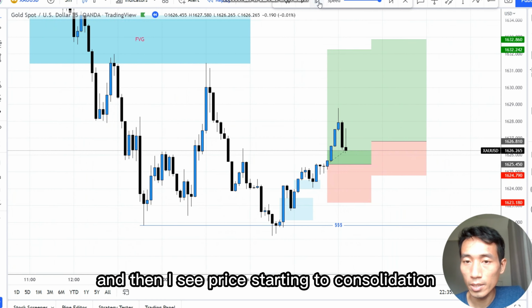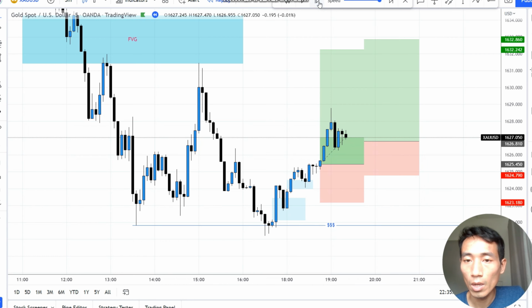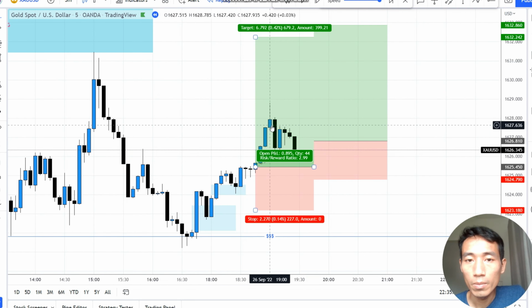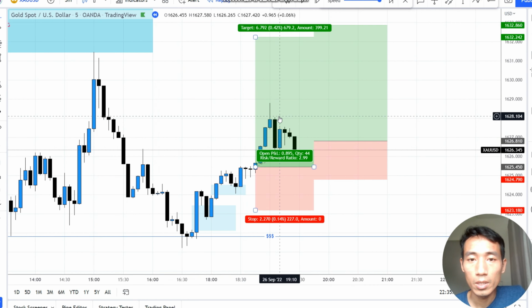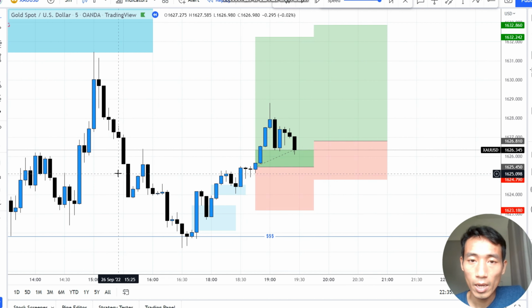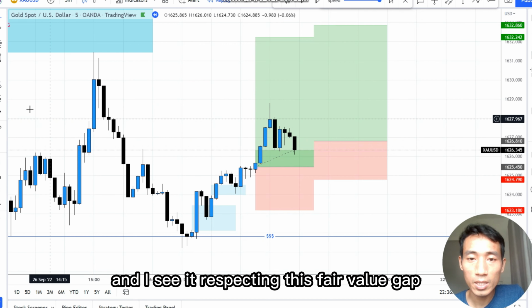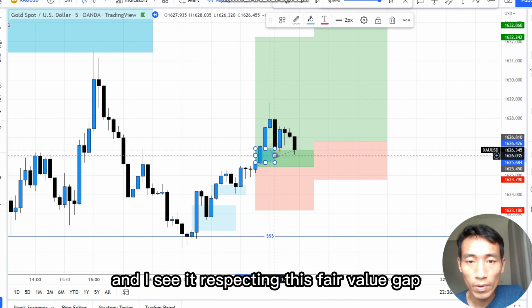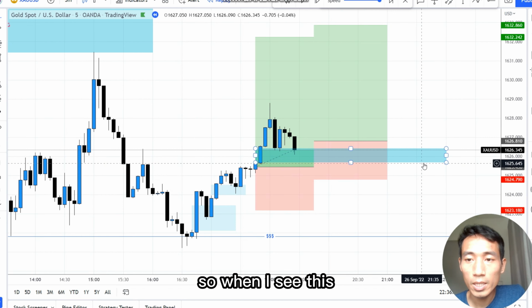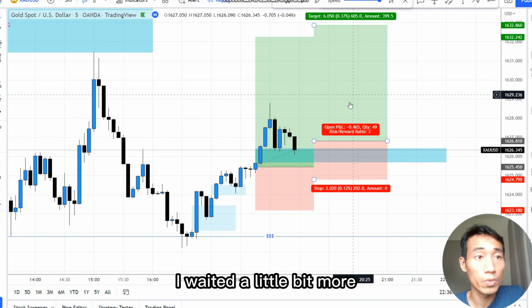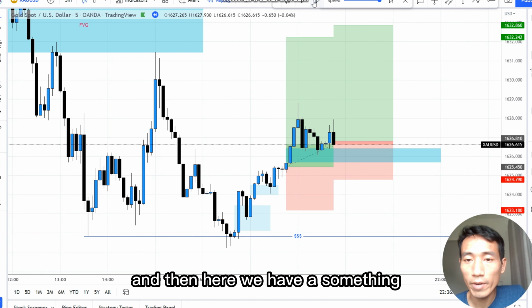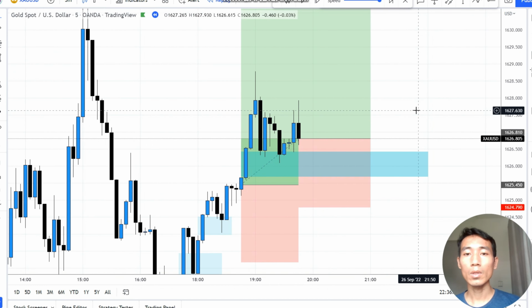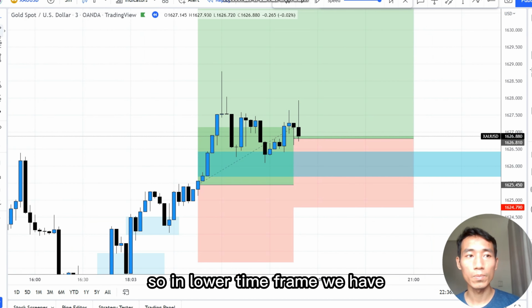And then I saw price starting to consolidate. So when price started to push higher into somewhere around this candle, there was some kind of reaction, and I watched price a little bit, and I saw it respecting this fair value gap right here as well. So when I saw this, I waited a little bit more, and then here we have something. In the lower time frame, we have price go into the fair value gap, take care of the short term.